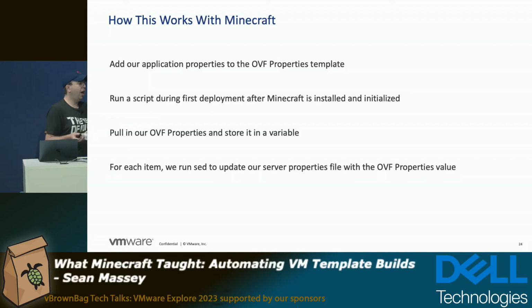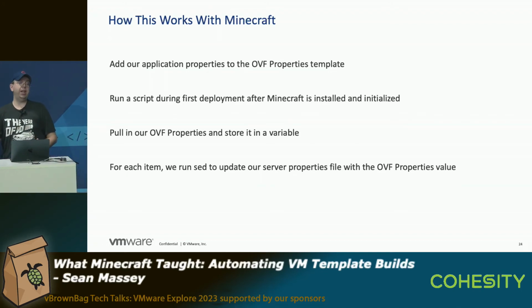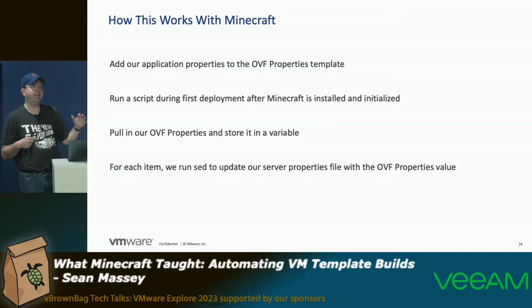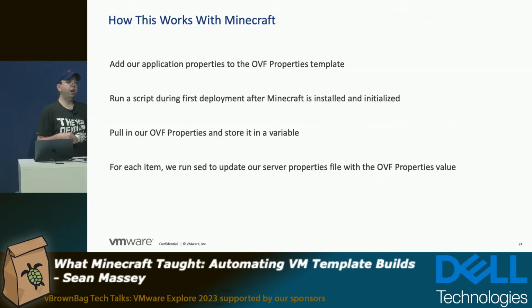So coming back to the topic of Minecraft, how do I use this? I have my OVF properties. It defines everything I want to configure. Now, when I start up the VM for the first time, it's going to install Minecraft automatically based on the version I define. It's going to pull it down, get everything configured. Then I'm going to pull in all my OVF properties that I want to configure. It's going to store them in variables on the machine. And then for each item, I'm basically going to iterate through it.